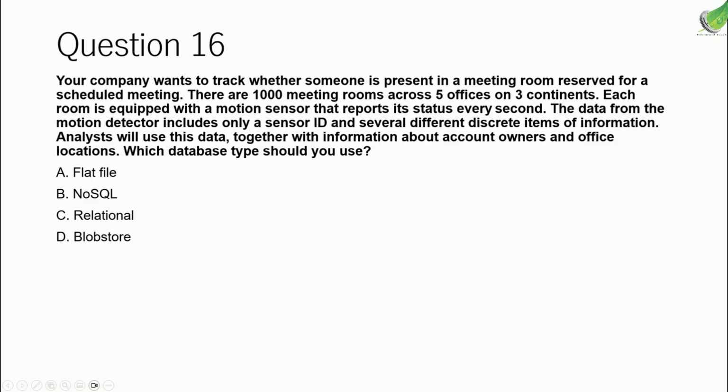Now let's look at option B, NoSQL. This is the correct answer because NoSQL databases are specifically designed for scenarios just like this one. First, they are built to handle massive read and write throughput, which is ideal for IoT sensor data. Second, they are designed to scale out horizontally with ease, allowing them to handle growing data volumes without a loss in performance. And third, their flexible schema is a perfect match for the simple, non-relational data coming from the sensors.